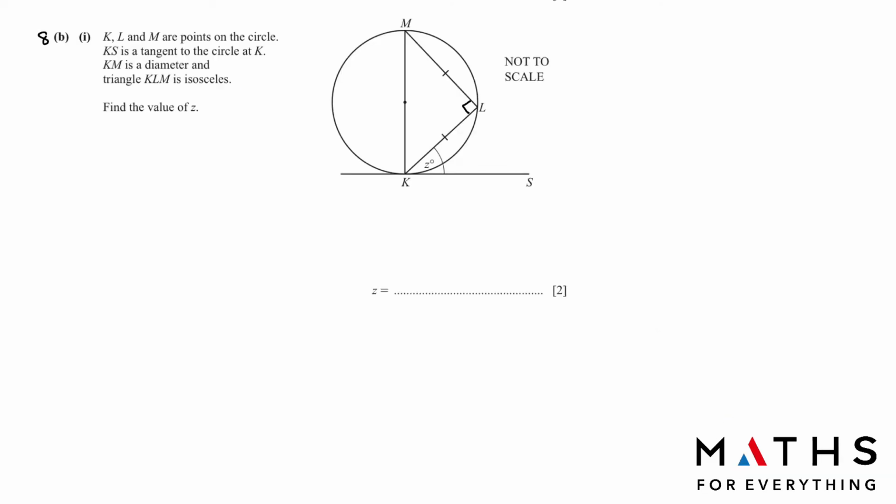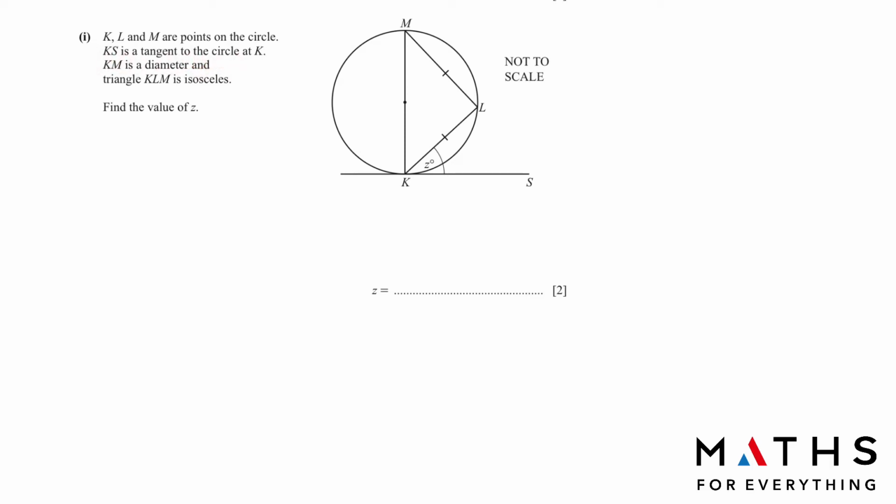Question number 8b1. Now we have questions related to circle theorems. K, L, M are points on the circle that are touching the circumference. KS is a tangent to the circle. KM is a diameter, and triangle KLM is an isosceles triangle. A lot of information has been given to us. Let's start with the first one. KS is a tangent to the circle.